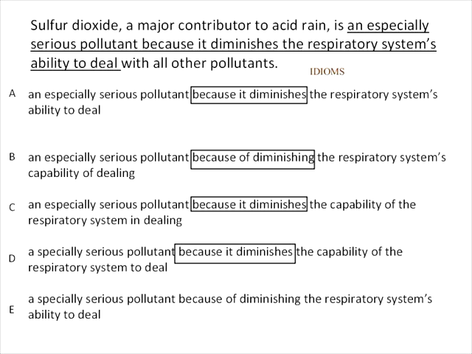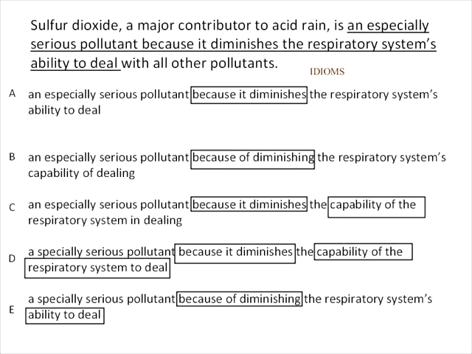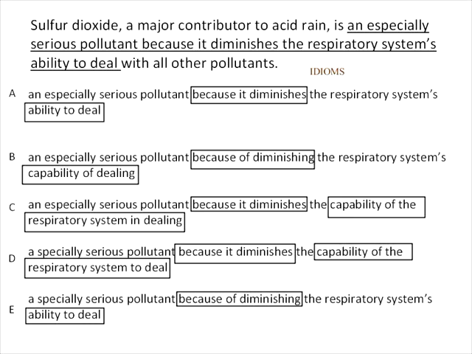There's another one in there which is ability to deal versus capability to deal versus capability in dealing versus capability of dealing. This is like the idiom of nightmares. And then there's ability to deal. So let's edit those boxes so that we can tell what's in it. So that's a single idiom. And then there's also the word choice of especially versus specially.